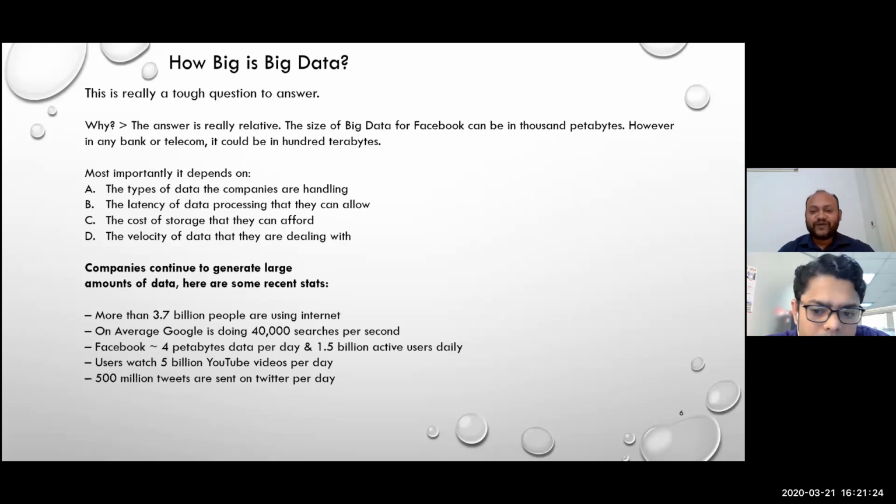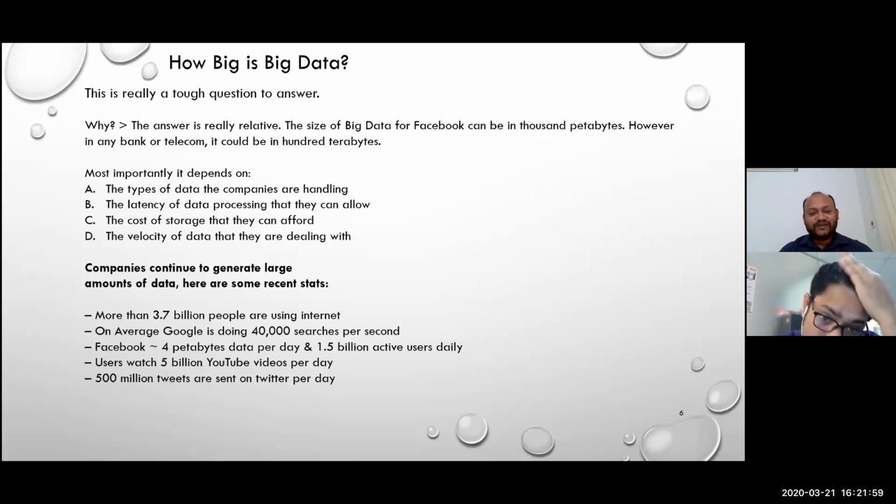For example, for Facebook, 1,000 petabytes would mean big data, right? But for a telecom or bank, maybe 100 terabytes. So it depends. There are key parameters we can use to understand whether it's big data or not. First, the type of data the companies are handling. We learn in today's course as well what types of data exist in the real world. Then, the latency expectation of the data that they are processing.